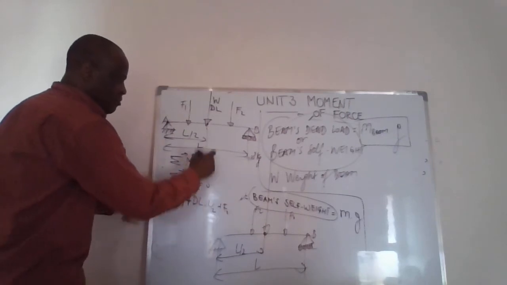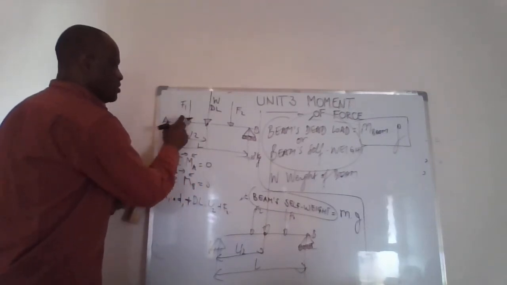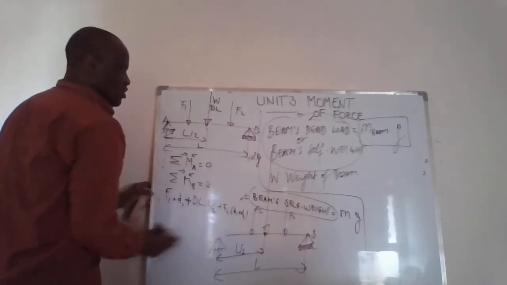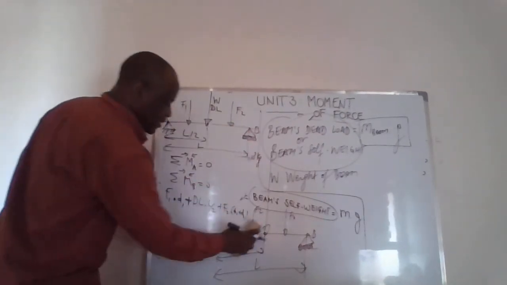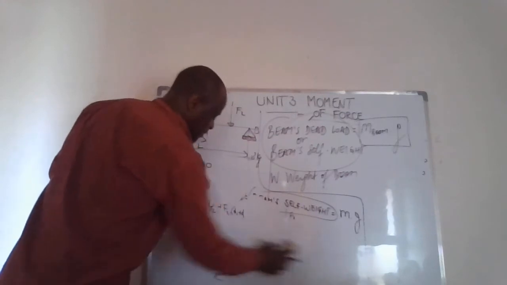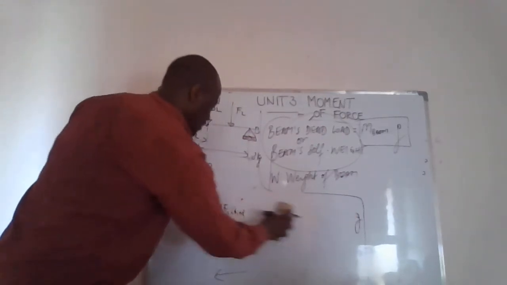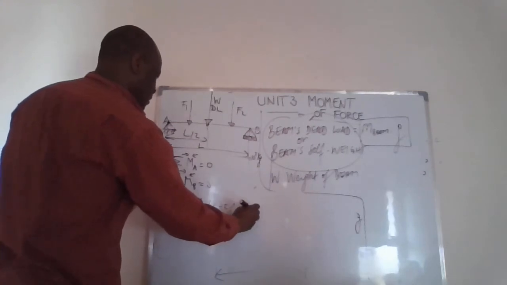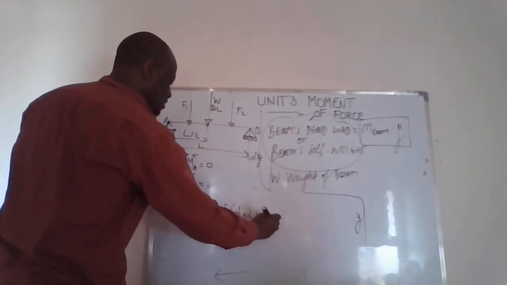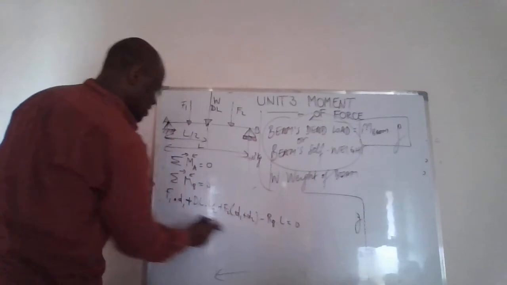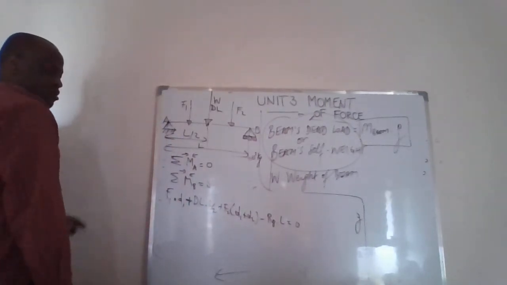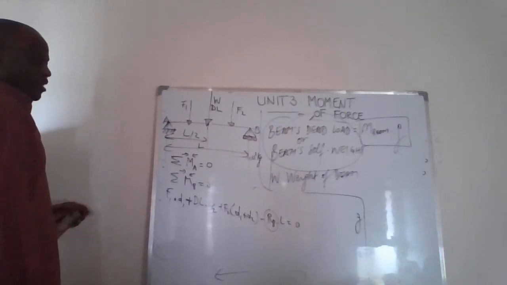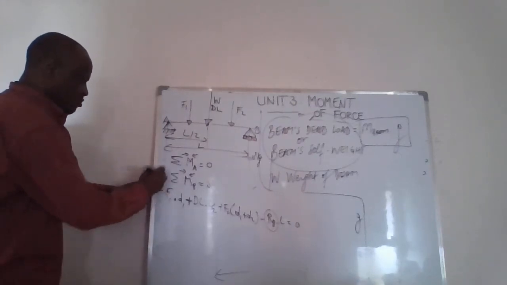F2 times the moment arm, which should be D1 plus D2, minus RB times the length, and the algebraic sum should be equal to 0. And we can see the only unknown will be this. That is the sum of moments about A.